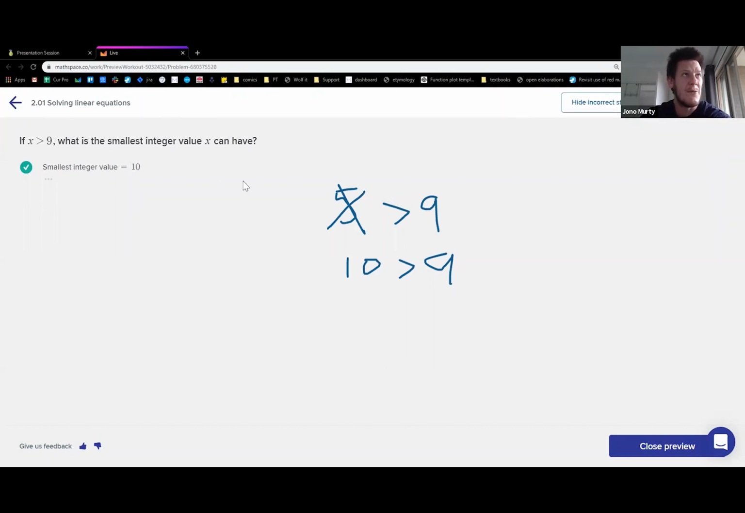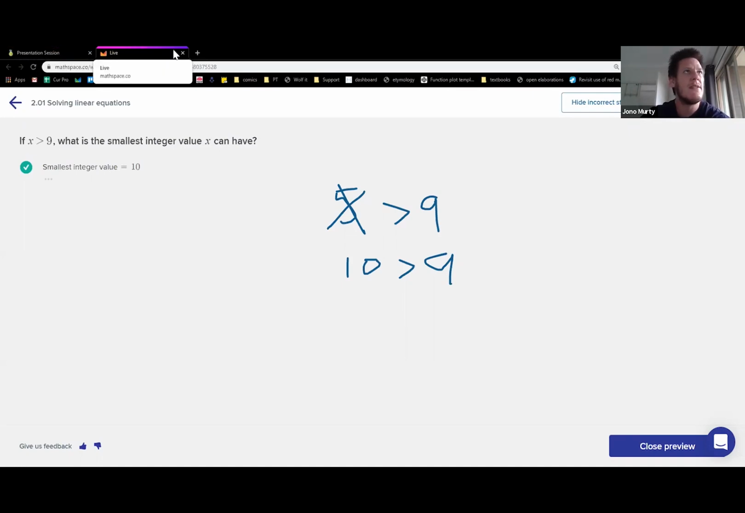If the question just said, what is the smallest value x can have, then x is greater than 9. There is not really an answer for that, because anything greater than 9 would be an answer. So 9.01, 9.001, 9.000000007, etc. So there is an infinite number of answers if it just simply said, what is the smallest value x can have?